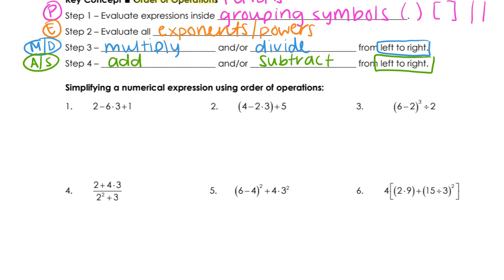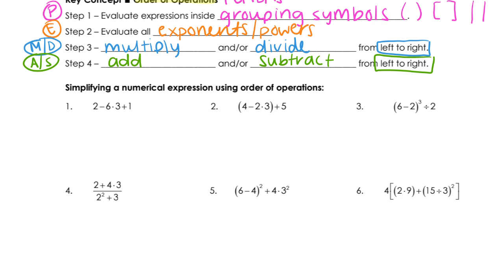Okay, going ahead and getting started here, it says simplify a numerical expression using order of operations. Our goal here is to get each of these expressions down to one final number for our final answer. So looking at number 1, going through PEMDAS here, I don't see any parentheses. I also don't see any exponents. So then I'm going to go straight into step 3, which is multiplying and or dividing from left to right.